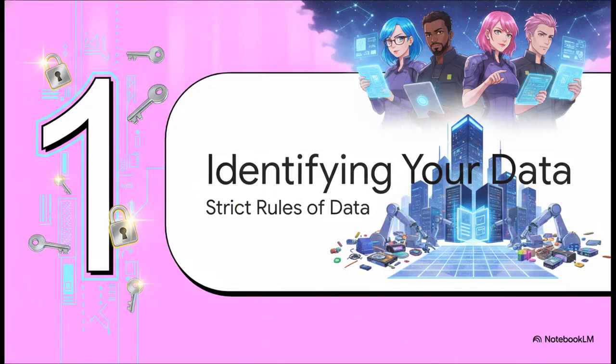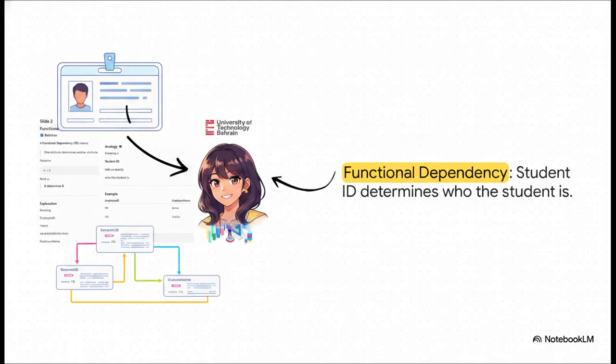All right, section 1, identifying your data. Every reliable, functional database starts with some incredibly strict rules, right? The absolute baseline here is functional dependency. Think of this using a real-world analogy, like a university student ID card. Knowing a student ID automatically tells us exactly who the student is. The ID essentially determines the student's name. In database terms, if you know one specific attribute, it logically locks in another. It's a one-way street of absolute certainty.